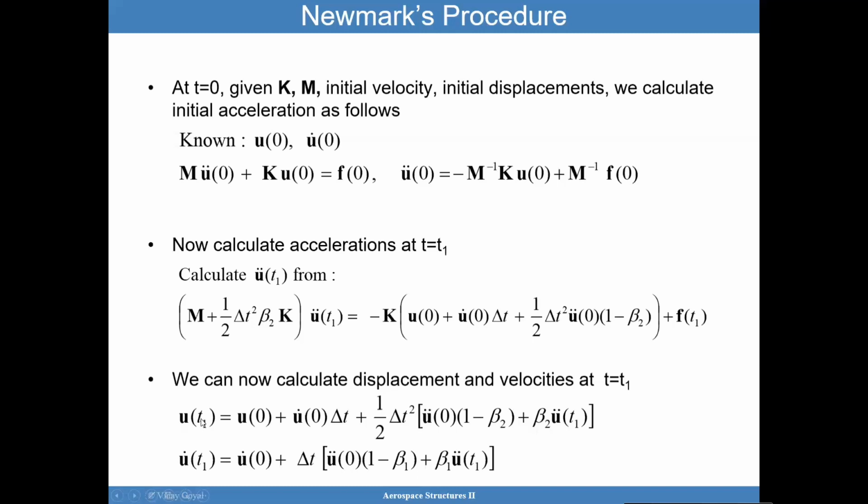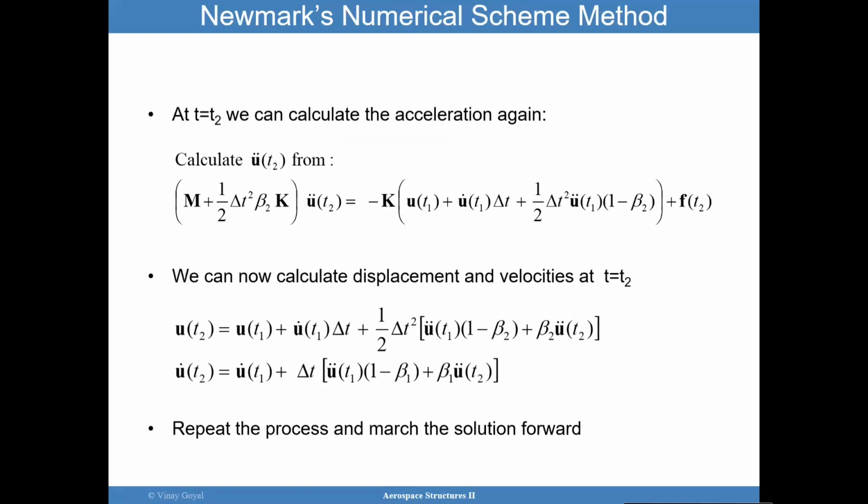Now, based on this information, I know the velocities at time equals 0. I know the accelerations at time equals 0. I know the accelerations at time equals t1 because I calculated them from here. And beta 1 is a parameter from Newmark's method. So this allows me to calculate u dot at time equals t1. Now I know the deflections and velocities at time equals t1. That's good news. I was able to march the solution forward. So what happens if you want to time step a little bit further? At time equals t2, again, we can calculate the acceleration again. I will look at time equals t2.